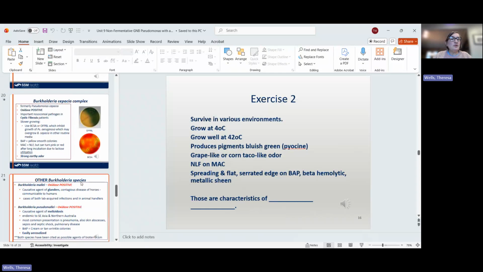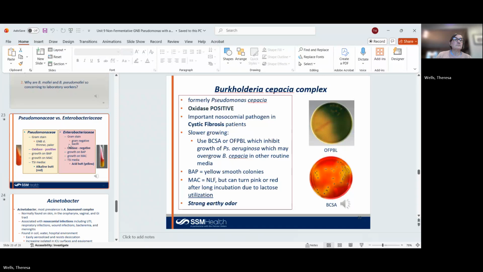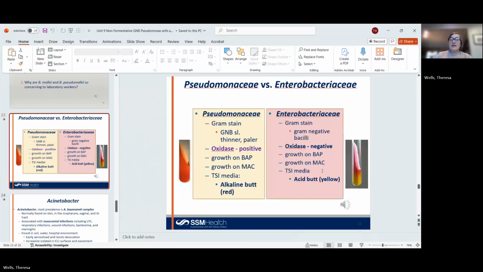I think the most important thing you should know about Burkholderia cepacia is that it is an important pathogen in cystic fibrosis. It's a slow grower, so we want to add additional selective media that inhibit the growth of organisms such as Pseudomonas aeruginosa, so that it doesn't overgrow. Again, tables like this in the PowerPoints, I think, are important.